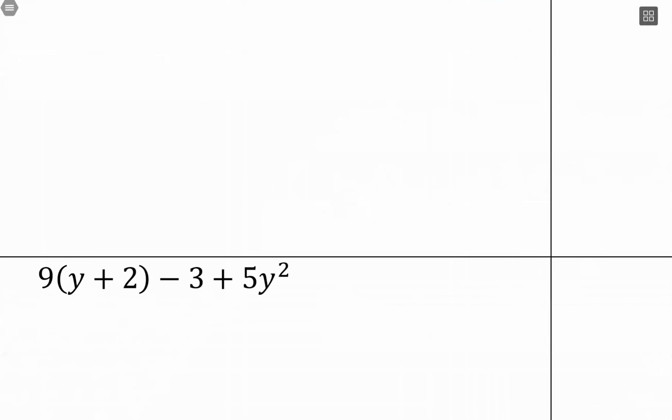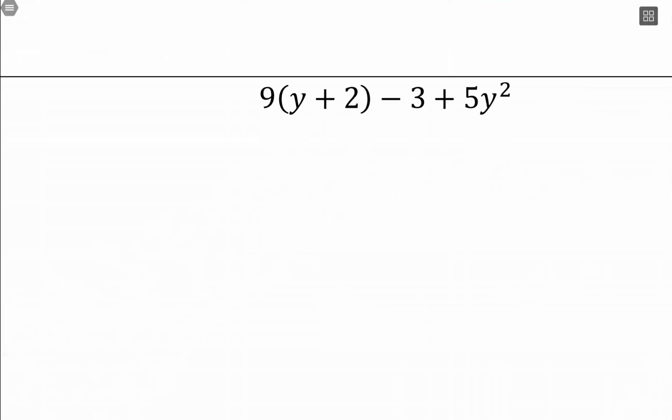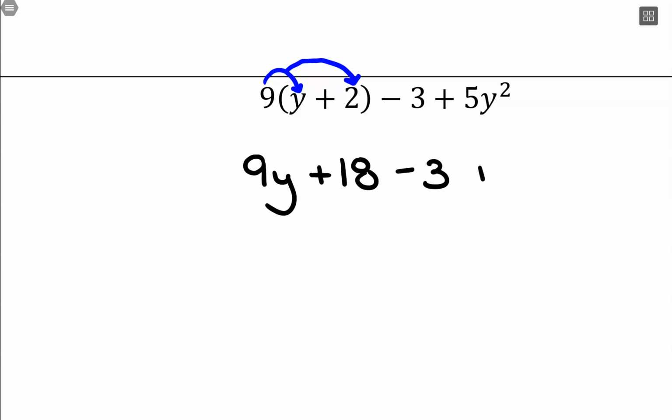All right, our next example here, we are going to look at the parentheses, but there's nothing to simplify within the parentheses since they're unlike terms. We have an exponent, but there's nothing to simplify with that. So then we're going to look at multiplication, which is occurring with those parentheses there. So we want to distribute 9. So we'll have 9 times y plus 9 times 2, which is 18, and then minus 3 plus 5y squared.